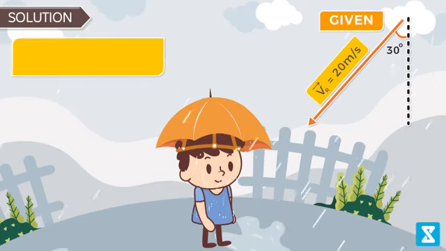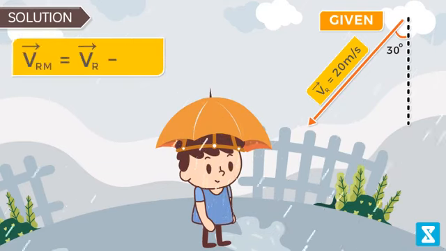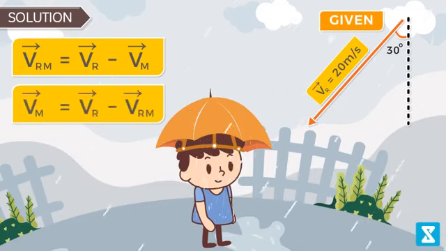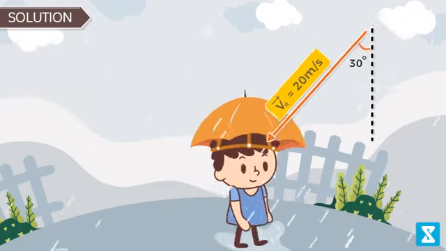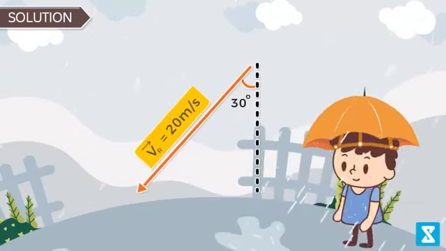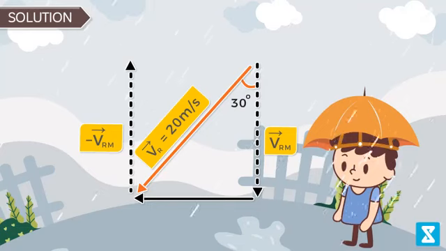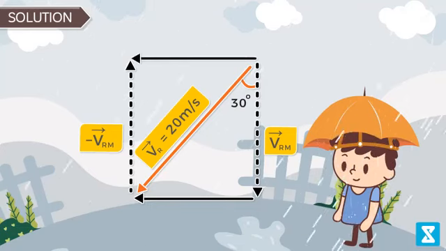Velocity of rain with respect to man, Vrm, is equal to Vr minus Vm. We are required to find the value of Vm. We are given that Vr is in the direction at an angle of 30 degrees with the vertical and the value of Vr is 20 meters per second. If Vrm is in the vertically downward direction, then minus Vrm will be in the vertically upward direction. So the resultant will be towards the left, which is the velocity of the man.